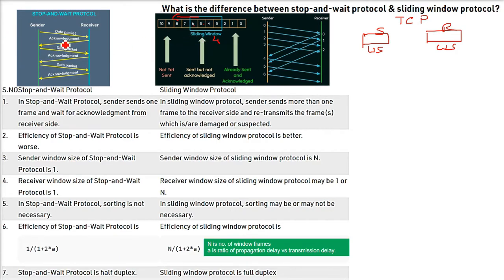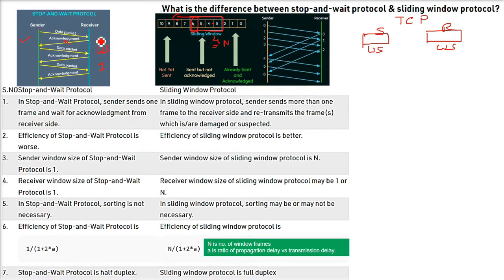So things are better here. The efficiency of sliding window protocol, I'll tell you the actual formula just now. The sender window size of stop and wait is 1. But what you see here, the window size of sliding window protocol is n. For example, this is 4. Sending the number is 4 here. Then the receiver size, stop and wait protocol 1 and 1. So the sender will have a window size of 1, and the receiver also will have the size as 1.